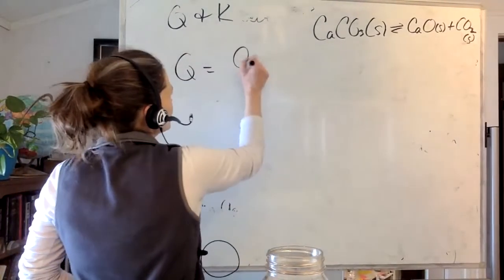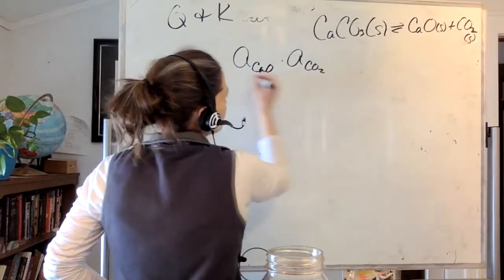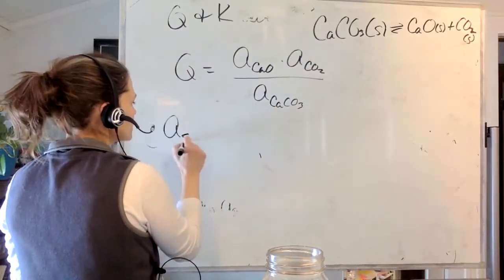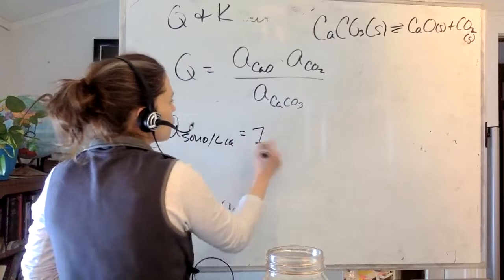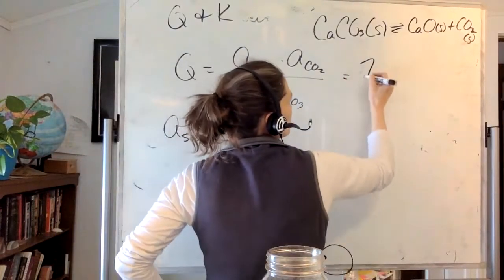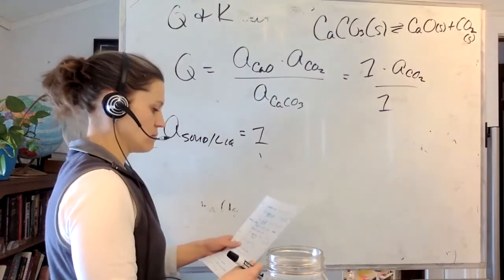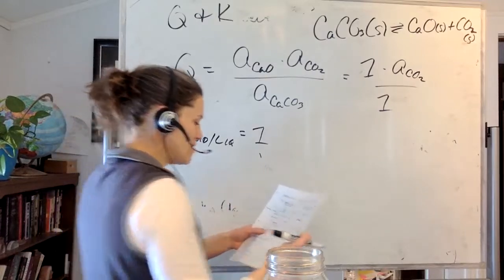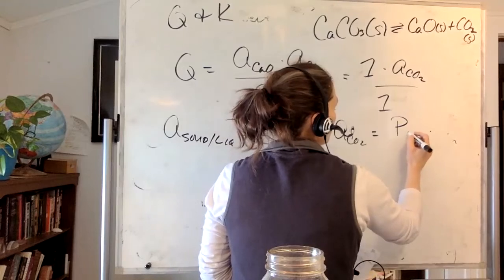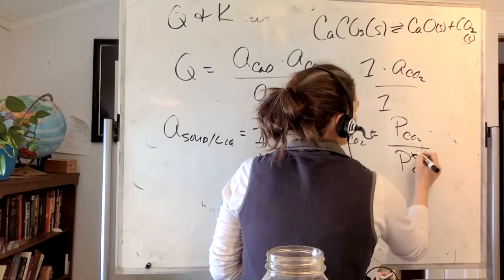Well, Q is equal to the activity of calcium oxide times the activity of CO2 divided by the activity of calcium carbonate. But the activities for solids and liquids are equal to 1, which means the calcium carbonate and the calcium oxide are both equal to 1. So 1 times the activity of CO2 divided by 1. Go team! But we also know that the activity of CO2 is equal to the pressure of CO2 divided by the vapor pressure of pure CO2.